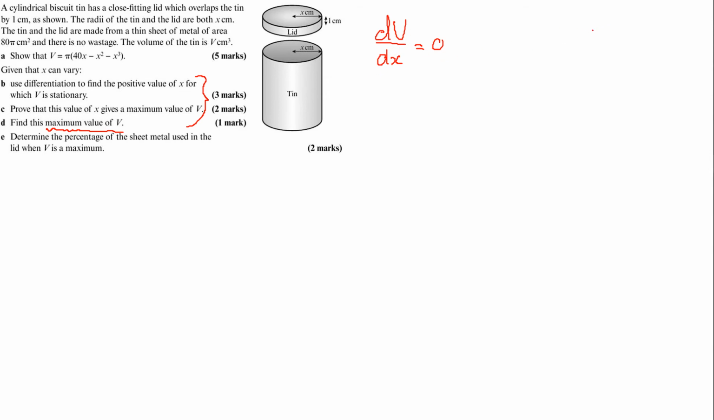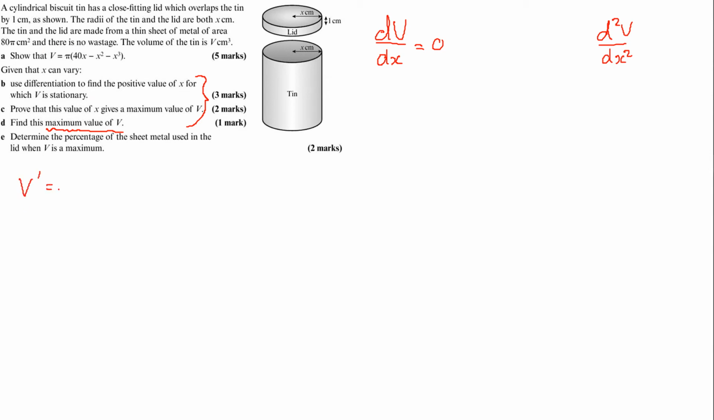And then we want to do d squared v dx squared. So we're going to do double differentiation, the double derivative, because we want to find out if it's a maximum, and we will go through that as well. Okay, so first thing we need to do is differentiate. We can actually do this twice to make it easier.